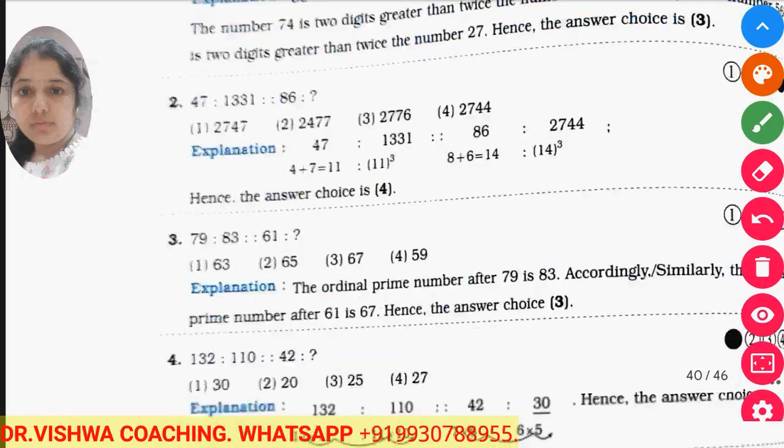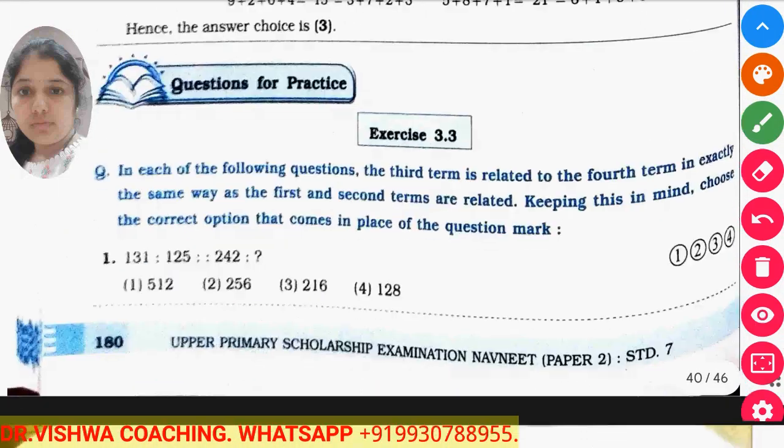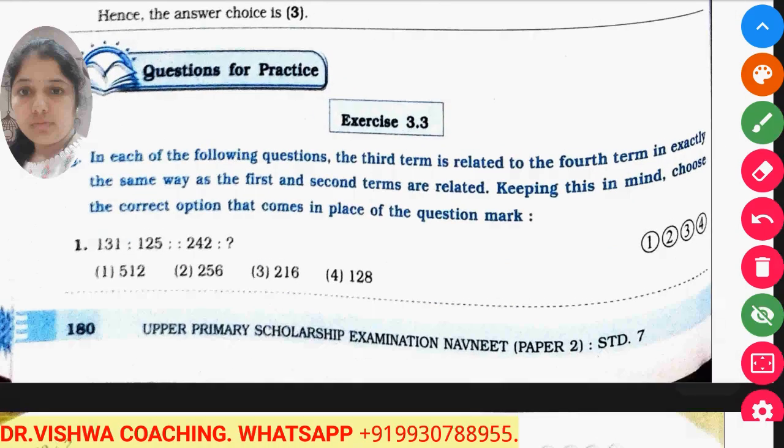Now we'll solve some problems so that you will understand the concept better. Now see here, one relation is given between two numbers as 131 and 125, and we have to find the relation between 242 and the next number. If you look carefully, 125 is a cube of 5. And if you look at this number 131, check whether it is the cube of anything, but no, 131 is not a cube of anything.